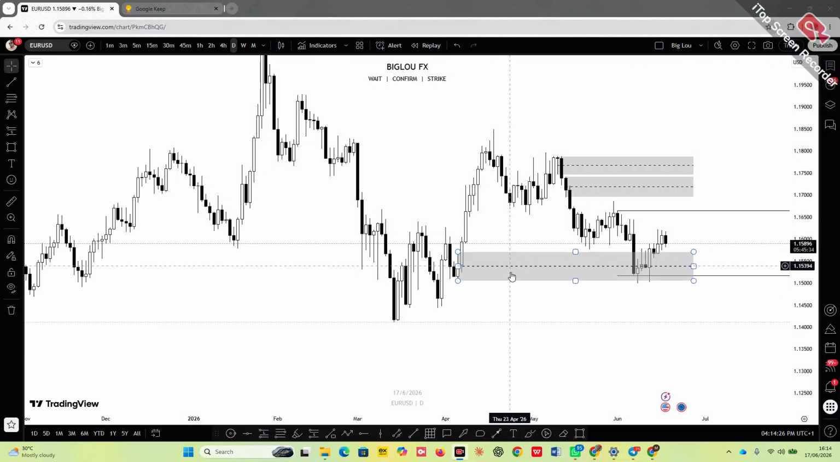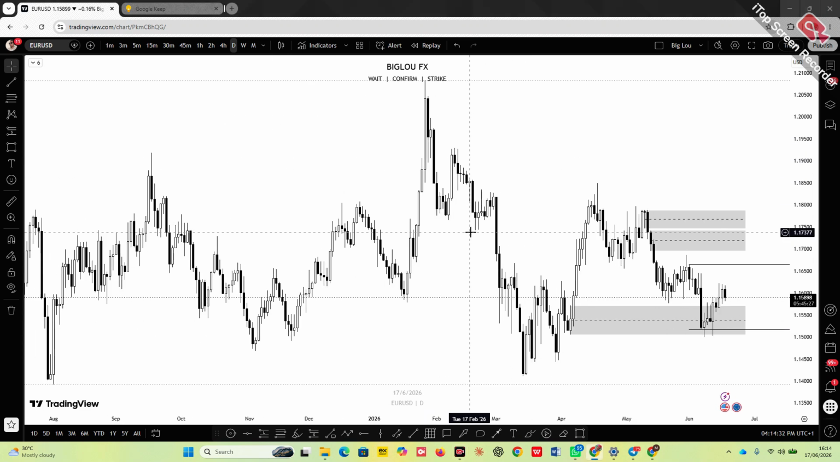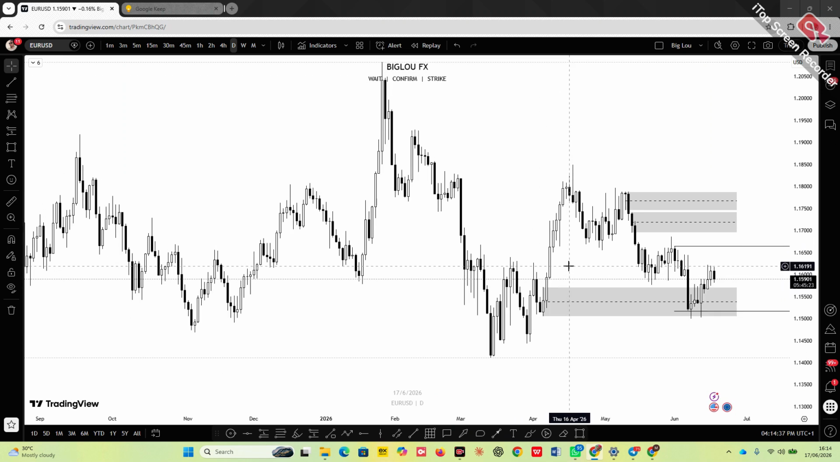So welcome to this. This is Euro USD on the daily time frame. As an intraday trader, your duty is to get in and get out of the market.